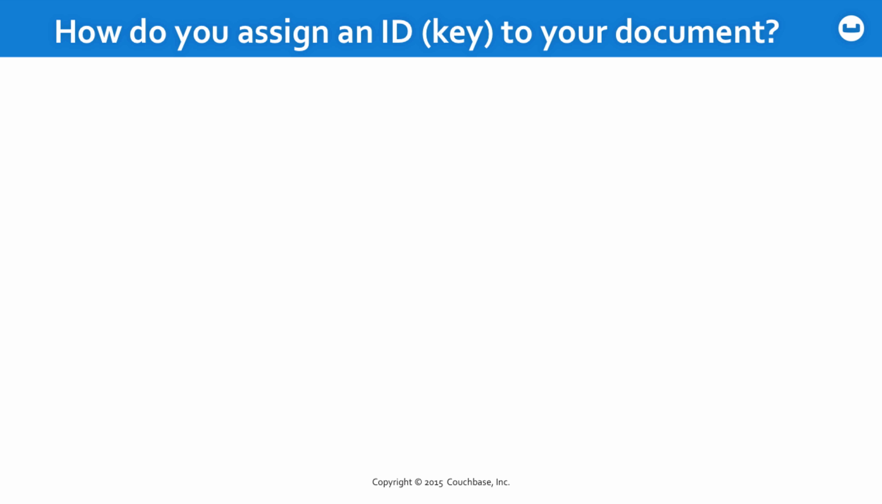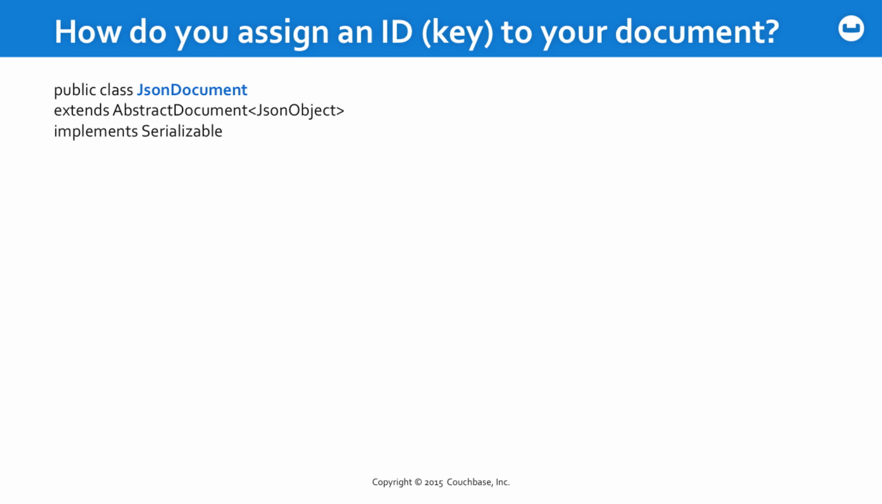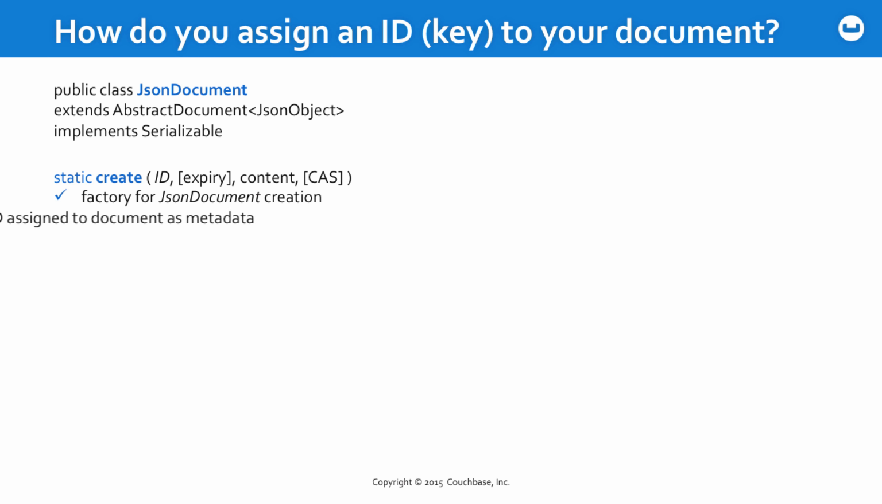So how do you go about assigning the metadata to a document? It's the JSON document class itself that exposes a create method, a static factory method, to create a JSON document. Now the ID and the content itself are required. You can optionally add an expiry value, a time to live value, as well as a check and set, or sometimes also called a compare and swap value, which is how optimistic locking is controlled. We'll talk about that more in a later lesson in this course.